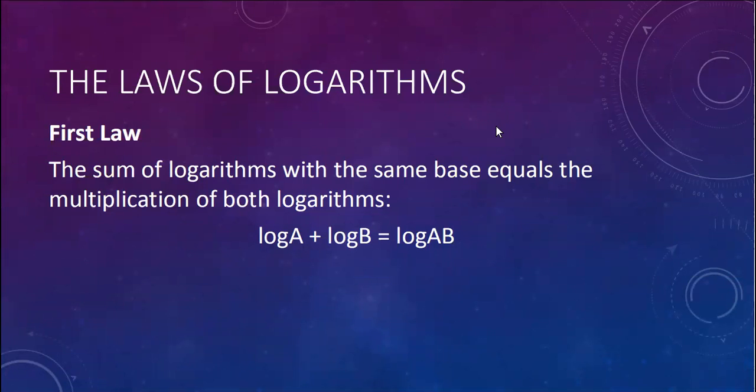The laws of logarithms. The first law states that the sum of logarithms with the same base equals the multiplication of both logarithms, just like what we have here. So we have log A plus log B in the same base. What this law says is that since it is positive, we should multiply the logs, so that is log A times log B. Let me give you an example so that you will see how to apply this practically.